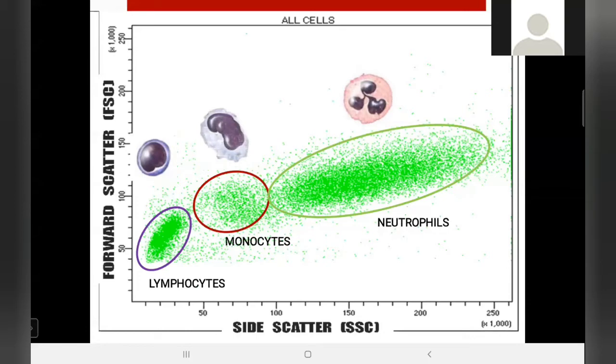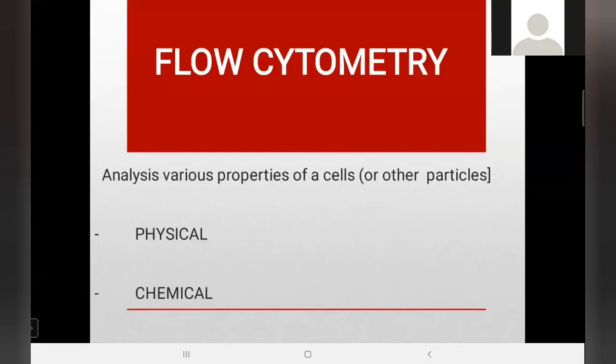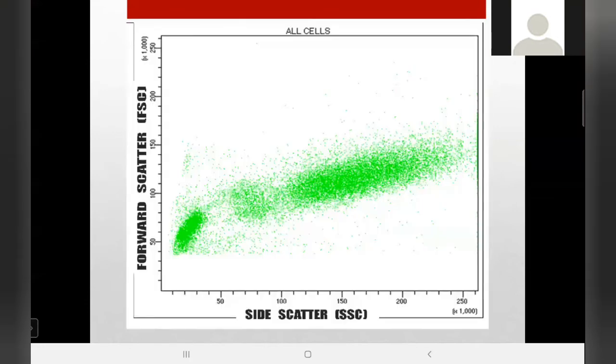But how? Let's understand one thing: flow cytometry basically analyzes various properties of the cell. It analyzes the physical properties and the chemical properties. When we talk about the physical aspect of a cell, we are talking about two parameters: the side scatter and the forward scatter. The side scatter talks about the complexity or granularity of the cell. The forward scatter, on the other hand, tells us about the size of the cell.